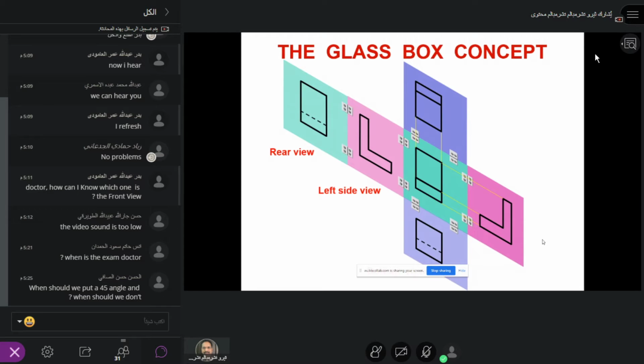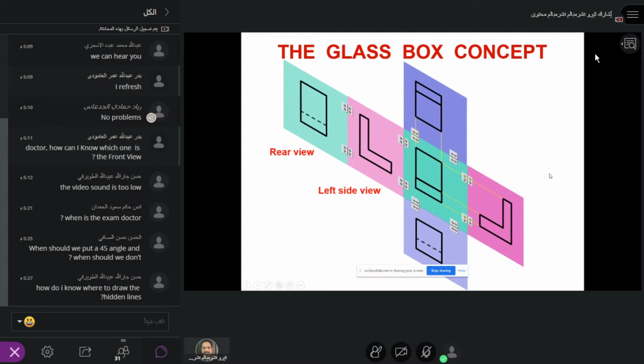So we mentioned earlier, for any object you can have 6 standard views: the front view, top view, rear view, right side view, left side view, and the back view. So front view, rear view, top view, bottom view, right side view, left side view. These are the 6 views by using the glass box method. This is what we have done.